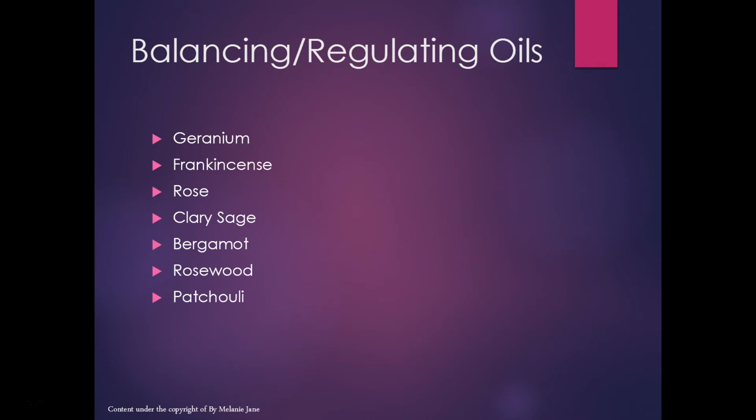Let's have a look now at some balancing and regulating oils. Geranium is a notorious balancing oil on the psyche and on the skin, as is frankincense and rose, clary sage, bergamot, rosewood and patchouli. And you can see that patchouli, geranium and clary sage, what do they all come from? The leaves. So that's where they're also balancing and regulating, and rose as well, and also neroli.